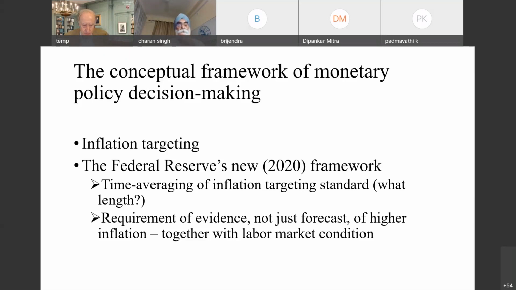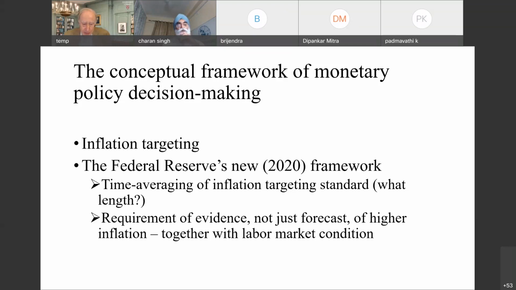One is now that they are explicitly going to engage in time averaging of inflation targeting. And given that we have had a long series of years in which they undershot the inflation target, under the new framework, they are going to be not just tolerant of, but pleased by overshooting for at least some period of time.